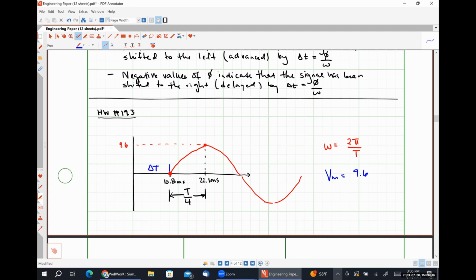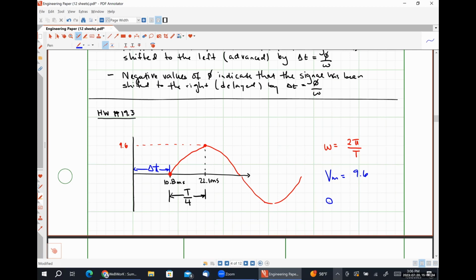So, lowercase delta t, this amount of time, 8 milliseconds, is by how much this sine function has been delayed. So our angle theta, I'm just calling it theta because we're using a sine function, is going to be negative delta t multiplied by omega, where the negative sign is because we have a delay to the right, or a time shift to the right.